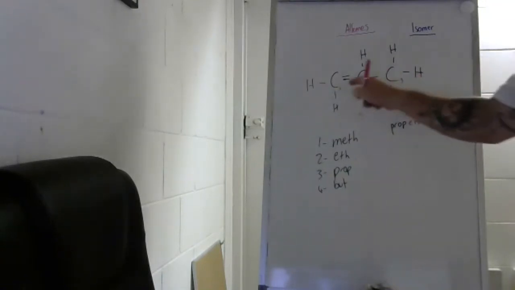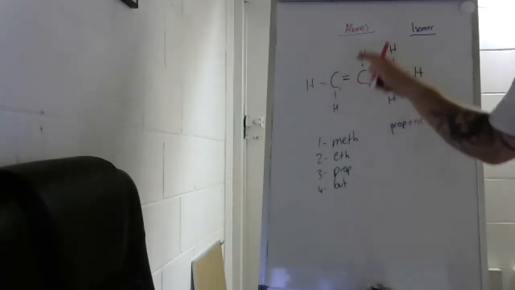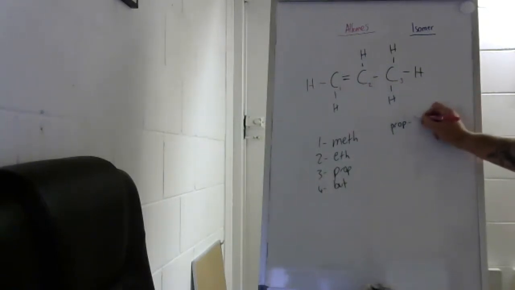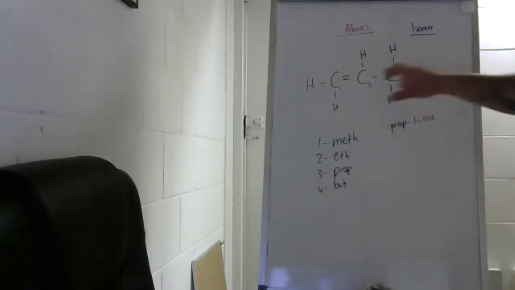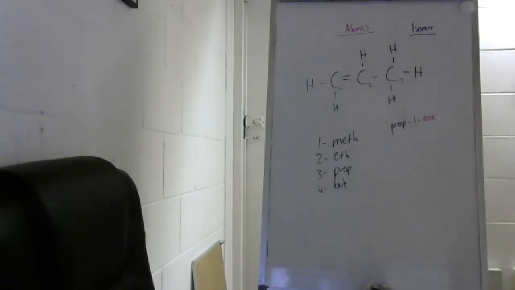The reason we name from this side, it's not because we write from left to right, it's because you want this functional group here to have the lowest number possible. So we name the alkenes slightly different. We would name it prop-1-ene. Because if this functional group moved to the second carbon, it would be something completely different, prop-2-ene.